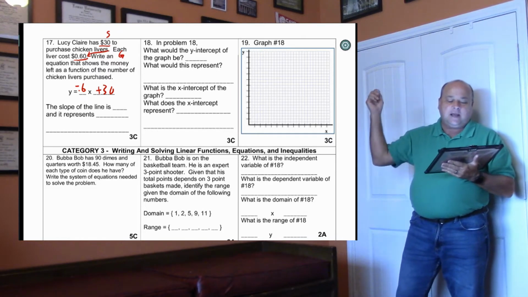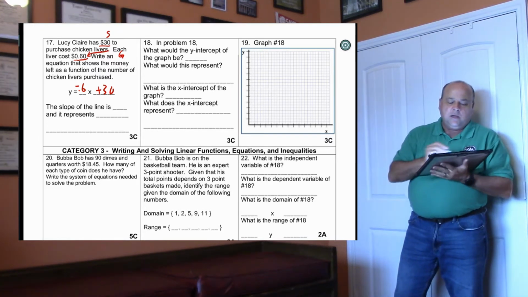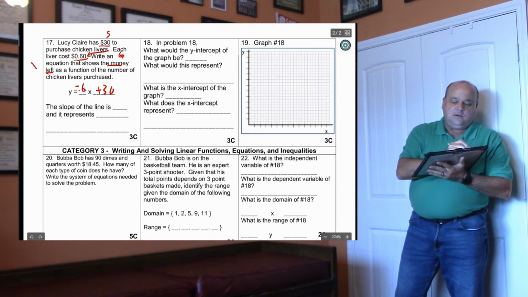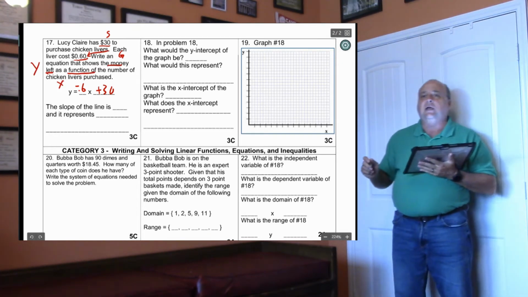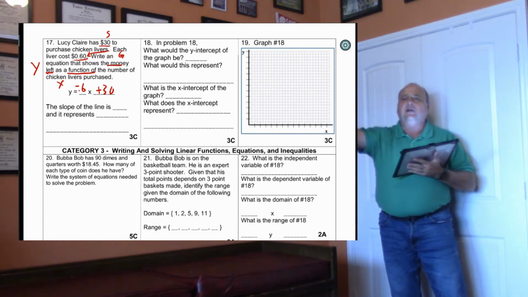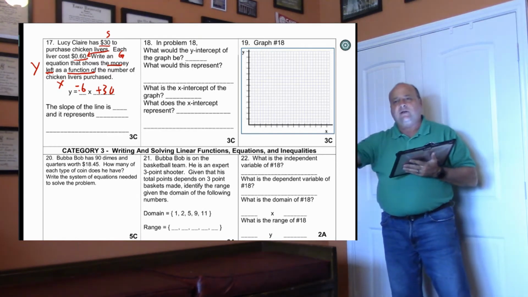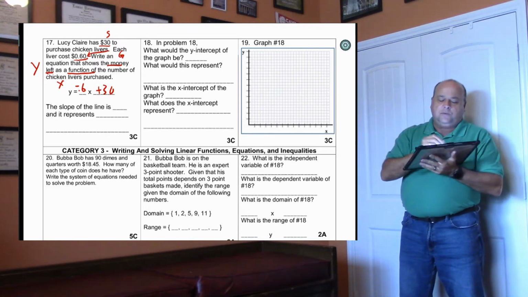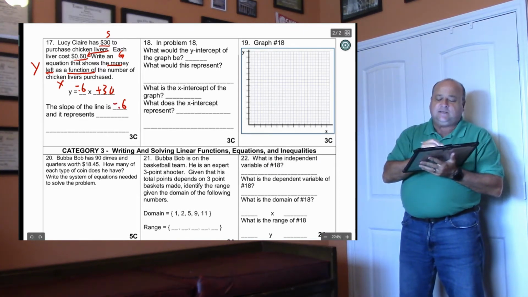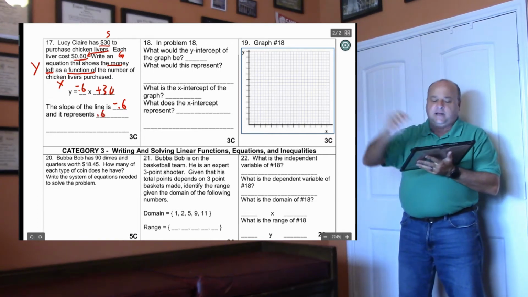So my y is going to be how much money's left. The y will be the money left as a function of the number of chicken livers purchased. That's going to be x. So I'm going to input my chicken livers and output how much money I have left. My money is going to decrease. The slope of the line is negative 0.6 and it represents 0.6 y per x.